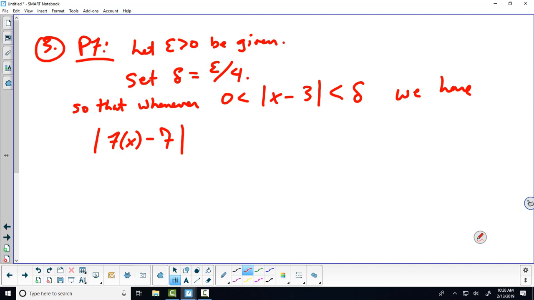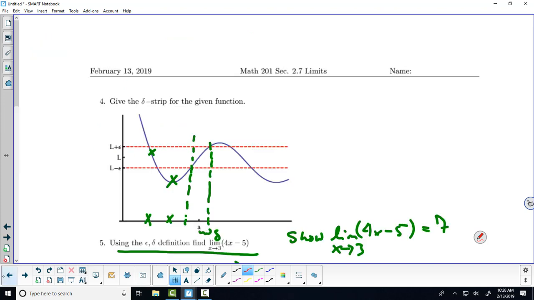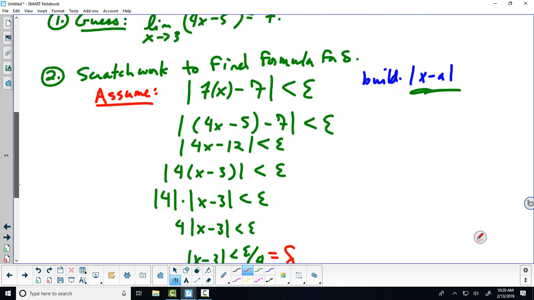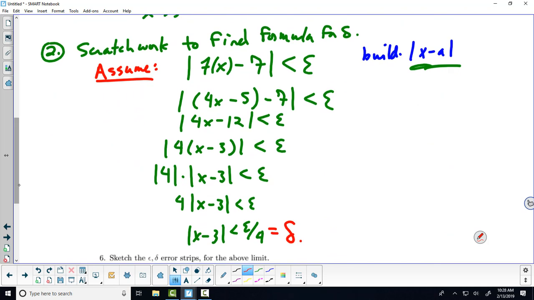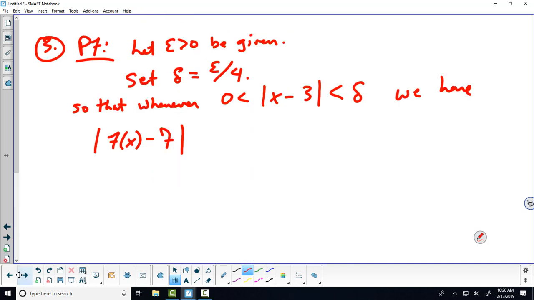This part's very important. I am not setting this less than epsilon. I have to prove that this is less than epsilon. Okay? On the previous page, my work's going to look very similar, but I assumed we were less than epsilon and then looked at a consequence of that. For this, I'm not assuming that we're less than epsilon. I'm going to prove that we're less than epsilon.